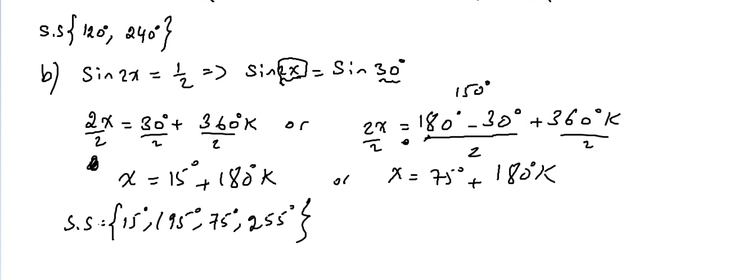Okay, let's do some more videos on equations, trigonometric equations. Part C, let's have tangent square x minus tangent x equals 0. Okay, we have two terms here.